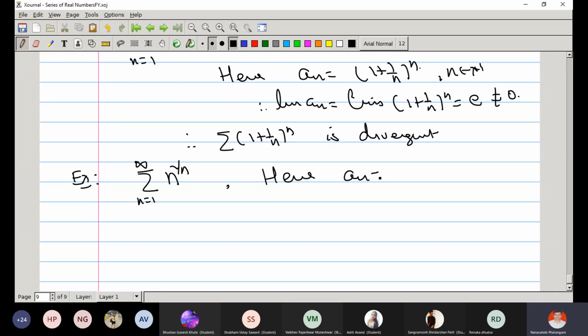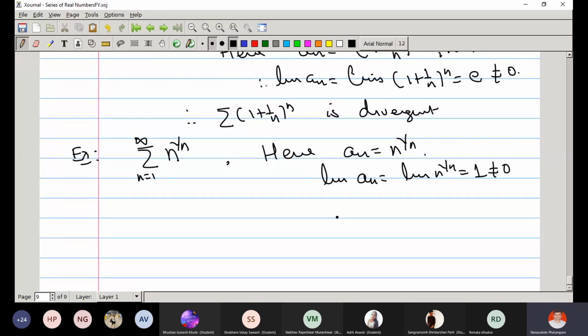Divergent. Because here the term is n raised to 1 by n. And you know that what is the limit of a_n? It is 1, which is non-zero. Therefore the series n raised to 1 by n is divergent. That means if you add all these numbers from 1 to infinity, 1 raised to 1 by 1, 2 raised to 1 by 2, square root of 2, cube root of 3, fourth root of 4, and so on, that sum is infinite.